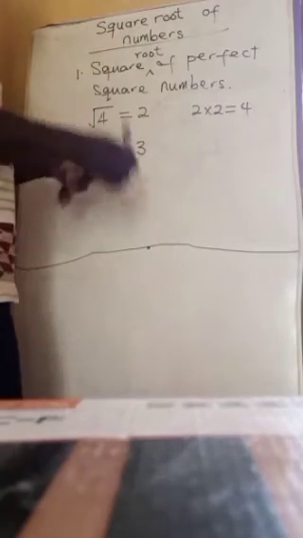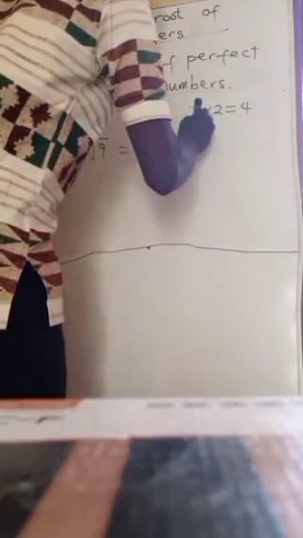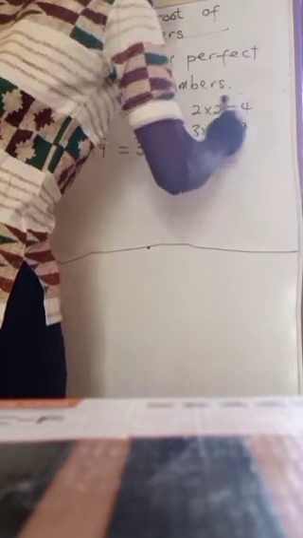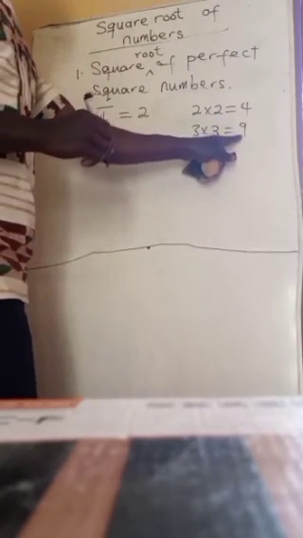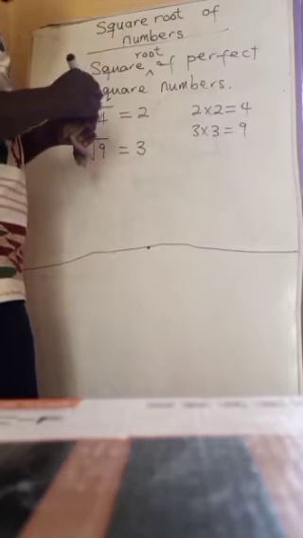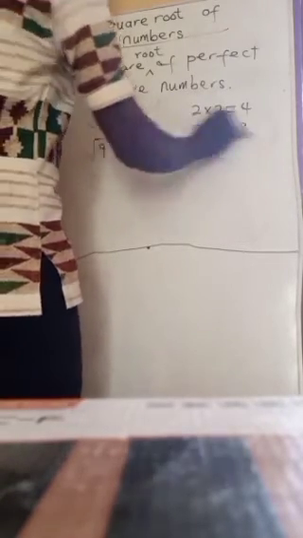You can pick a whole lot of numbers. For example, if you get 3 multiplied by itself, you get 9. It's also a perfect square. Hence, if you take a square root of this perfect square number, the answer becomes a whole number, and that is easy to deal with.